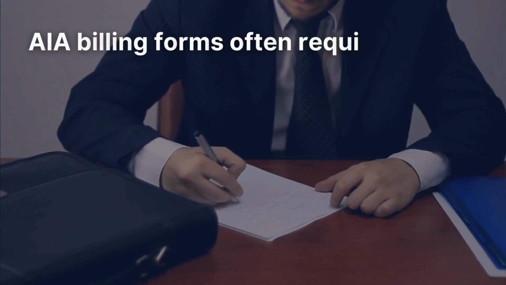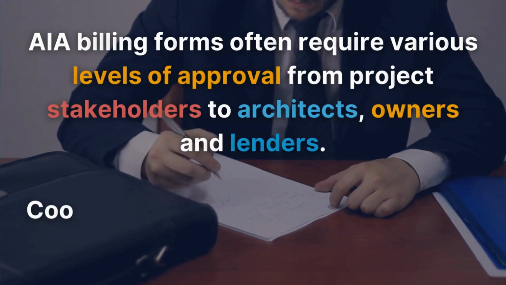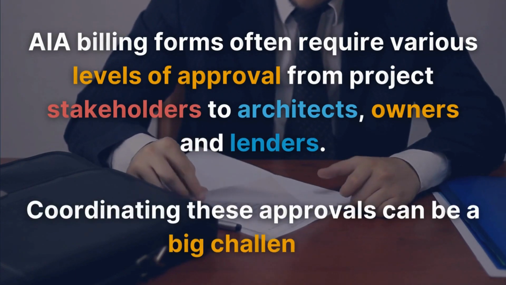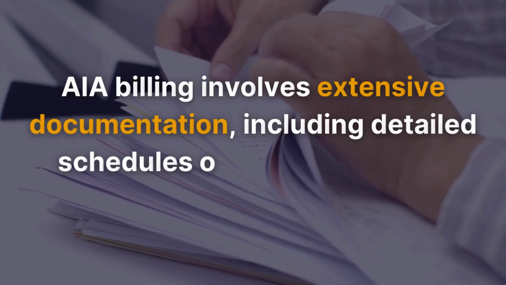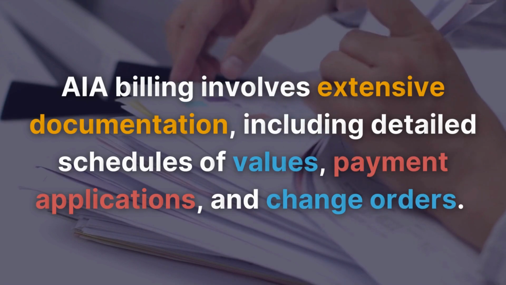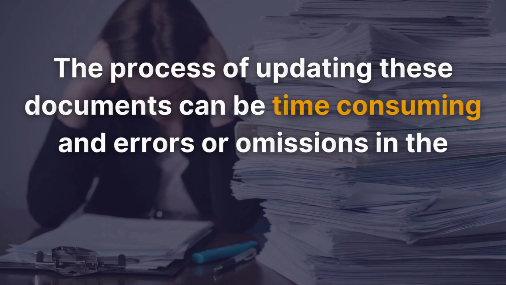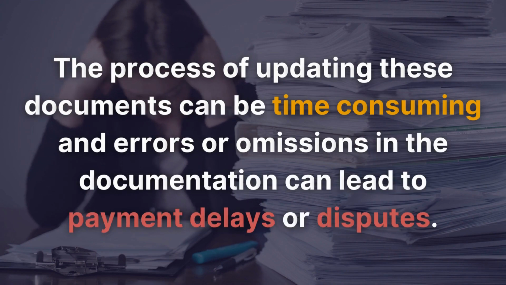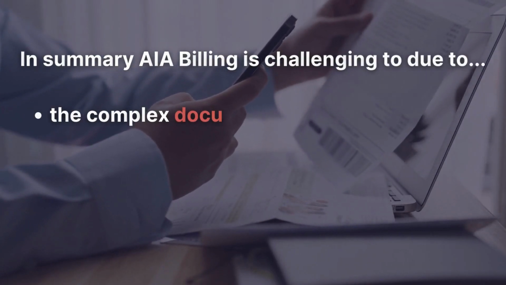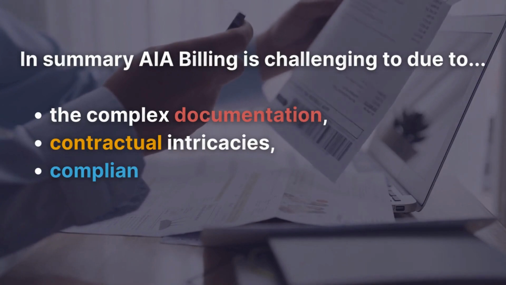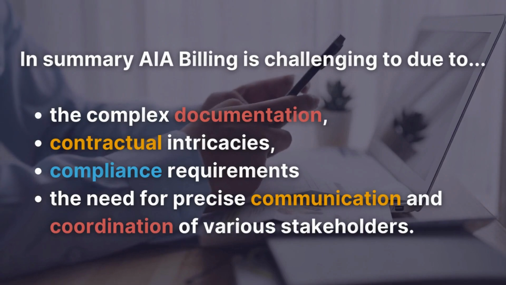AIA billing forms often require various levels of approval from project stakeholders, from architects, owners, and lenders. Coordinating these approvals can be a big challenge. AIA billing involves extensive documentation, including detailed schedules of values, payment applications, and change orders. The process of updating these documents can be time-consuming, and errors or omissions in the documentation can lead to payment delays or disputes. In summary, AIA billing is challenging due to the complex documentation, contractual intricacies, compliance requirements, and the need for precise communication and coordination of various stakeholders.